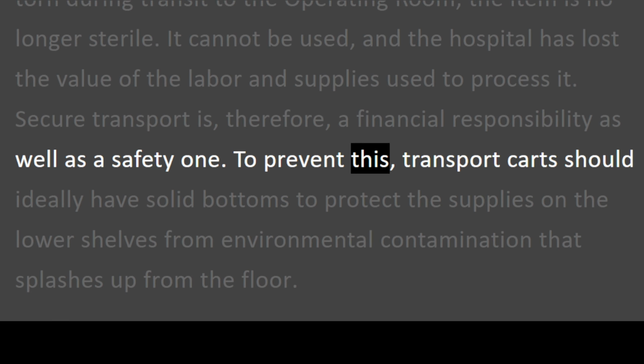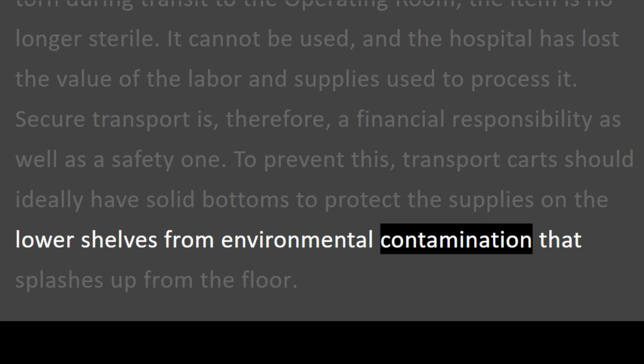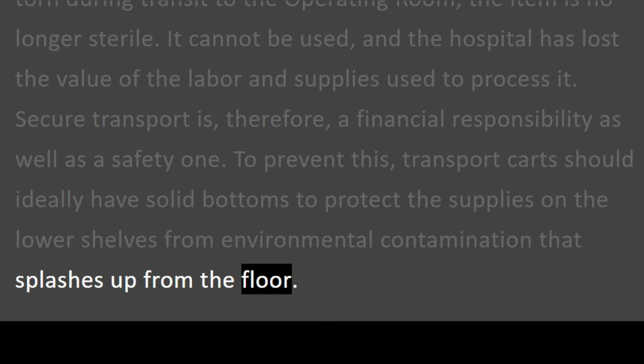To prevent this, transport carts should ideally have solid bottoms to protect the supplies on the lower shelves from environmental contamination that splashes up from the floor.